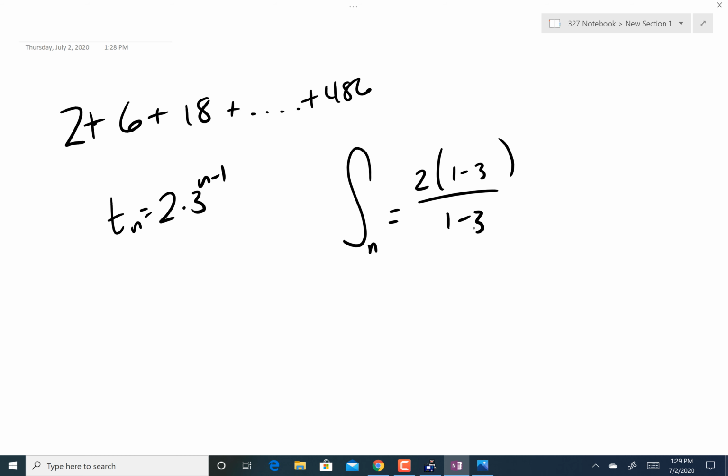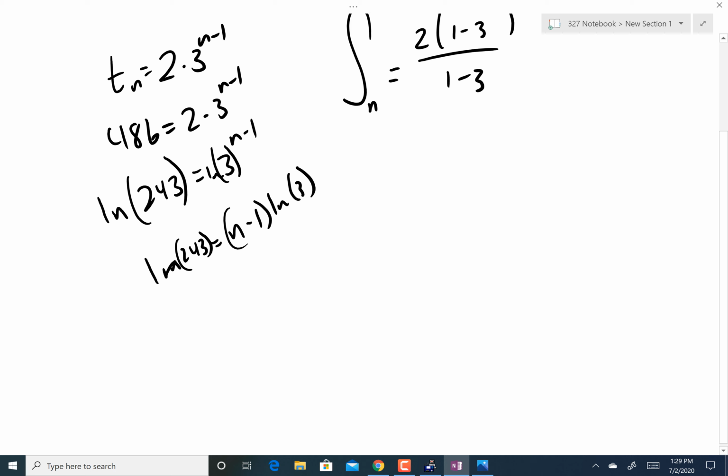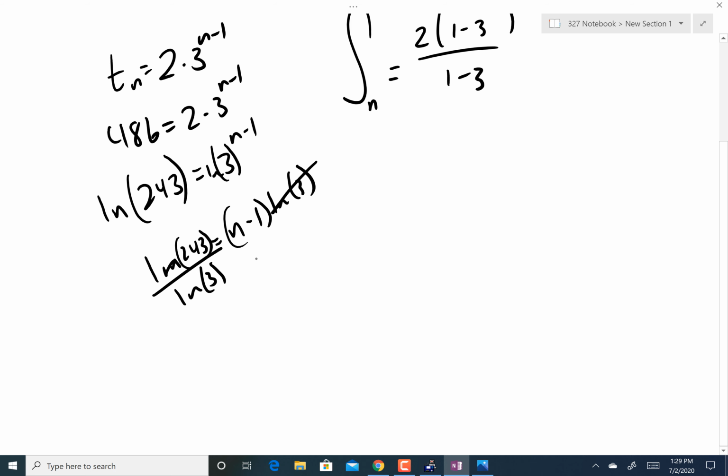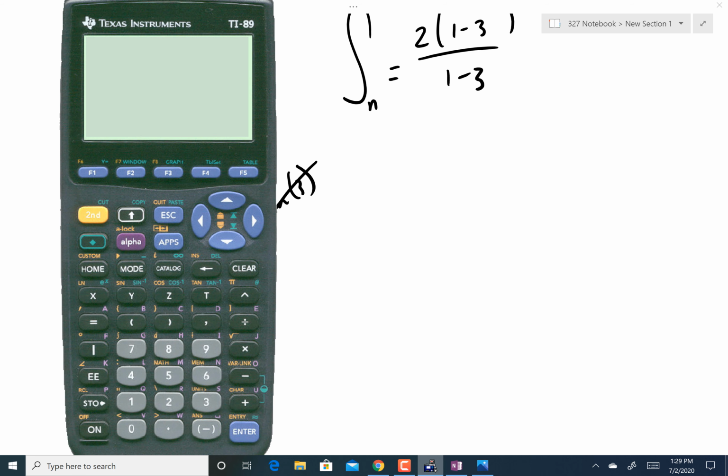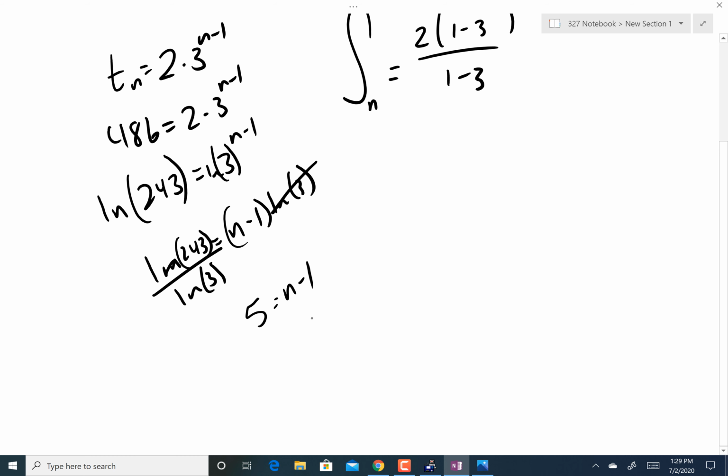Okay, so let's look at that. 486 is equal to 2 times 3 to the n minus 1. 243 is equal to 3 to the n minus 1. Take the log of both sides. So n minus 1 times log 3 equals log 243. Divide by ln of 3. And that should be 5, I think, right? Let's find out. The answer is 5. Perfect. 5 is n minus 1. That means n is equal to 6.